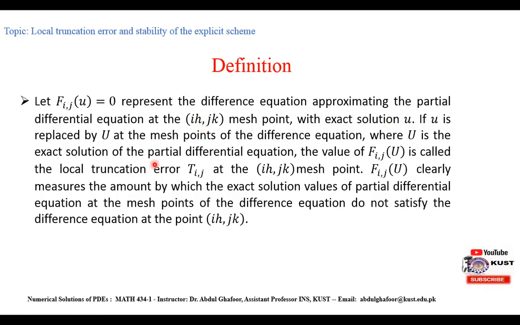If u is replaced by capital U at the mesh point of the difference equation, where capital U is the exact solution of the partial differential equation, then the value Fij of U is called the local truncation error, which is denoted by Tij at the mesh point (ih, jk). Remember, this Fij of U measures the amount by which the exact solution values of the partial differential equation at the mesh point do not satisfy the difference equation at the mesh point (ih, jk). And this is the definition of the local truncation error.